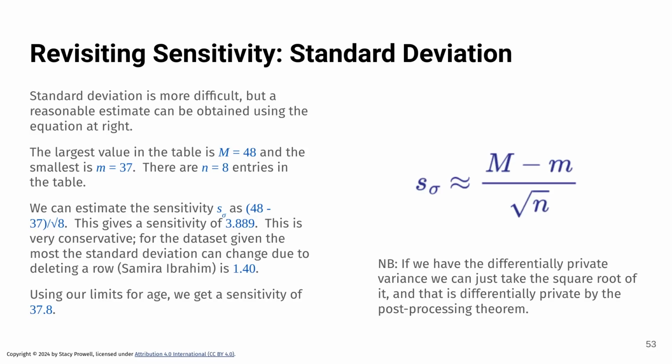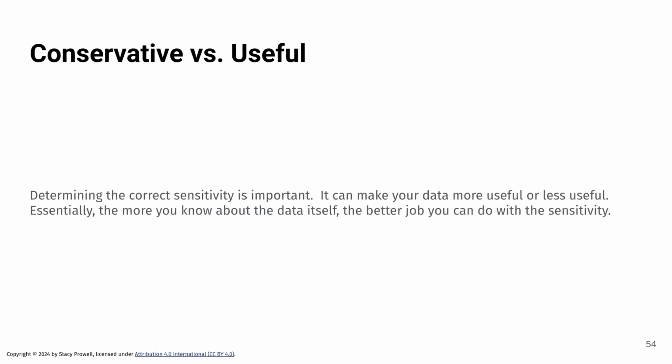If we look at the data set we have and we ask how much can we change it by just deleting a row, well, that's once again deleting Samira Ibrahim because her age is the farthest from the mean, and that results in a change of 1.4. If we use the limits for our age, that would be 125 minus 18 divided by the square root of 8, we get 37.8. So again, you see a wide range of possible sensitivity values. Determining the correct sensitivity is very important. Very high sensitivity values result in a lot more noise and may make your data less useful. Very, very small ones can make your data much more useful, but they might let you expose more information.